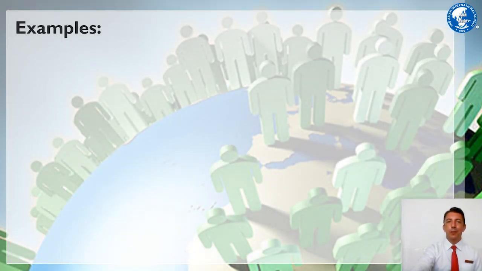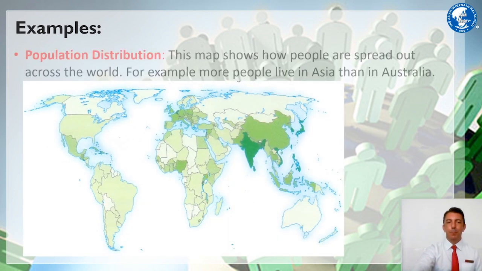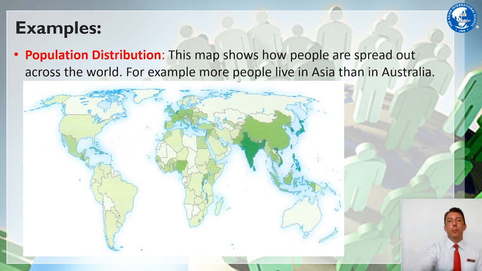So here are some examples using these terms. Population. The world's population is around 7.8 billion people. The UK has a population of 67 million people. Population distribution. This map shows how people are spread out across the world. For example, we can see more people live in Asia than in Australia. We can see more people live in Mexico than in the USA.